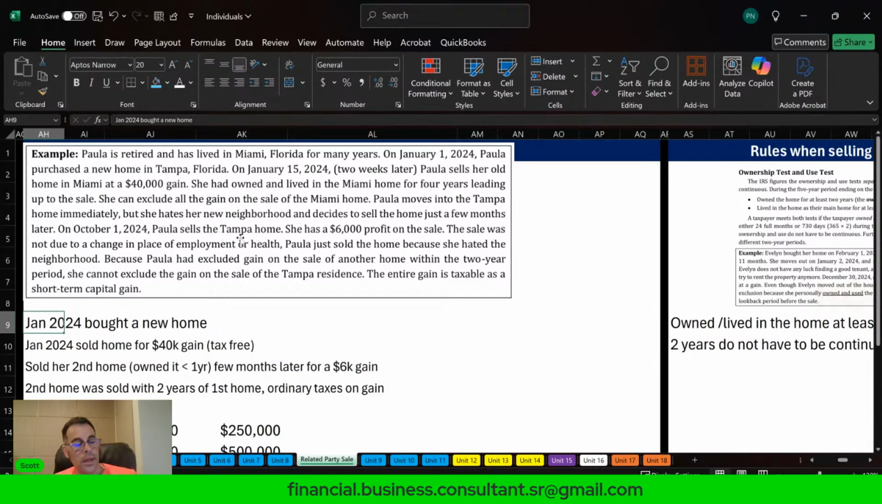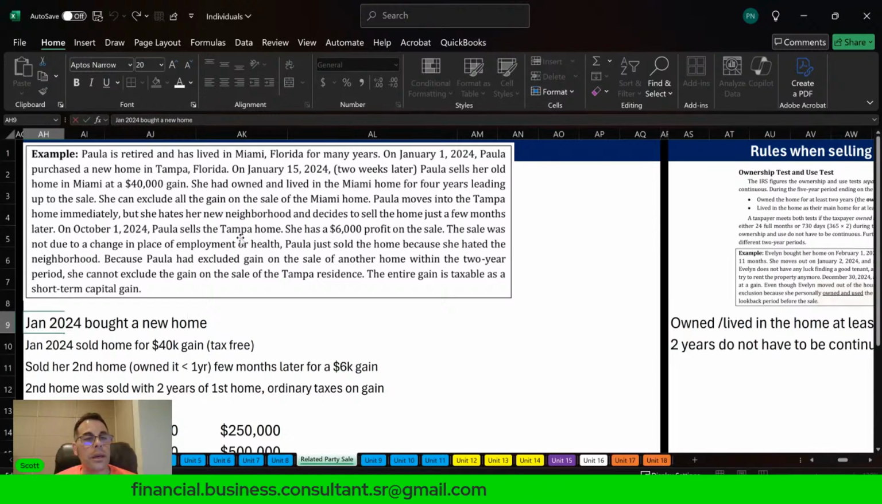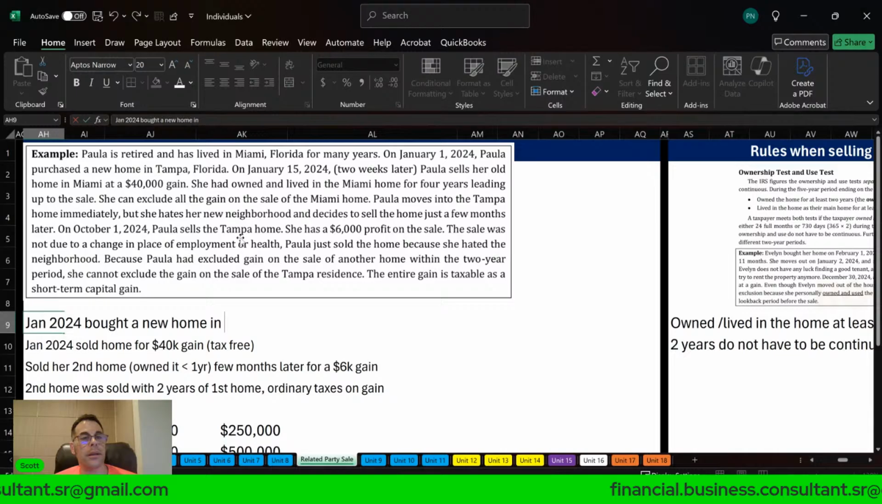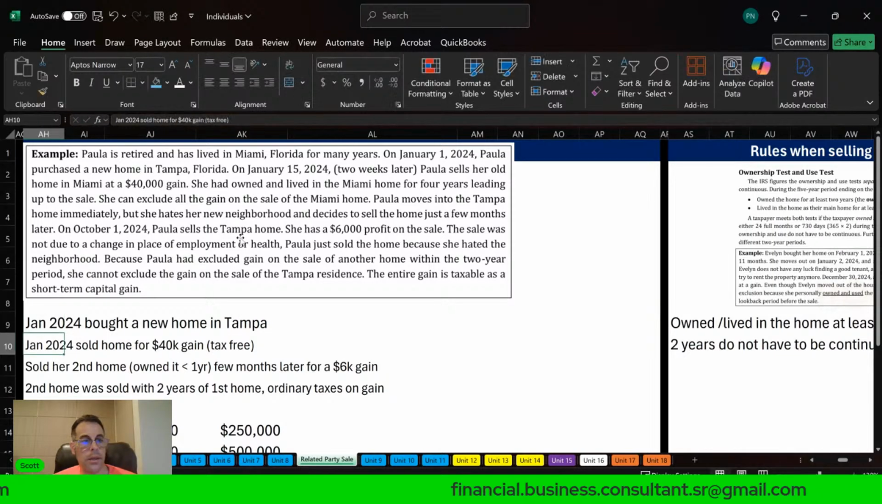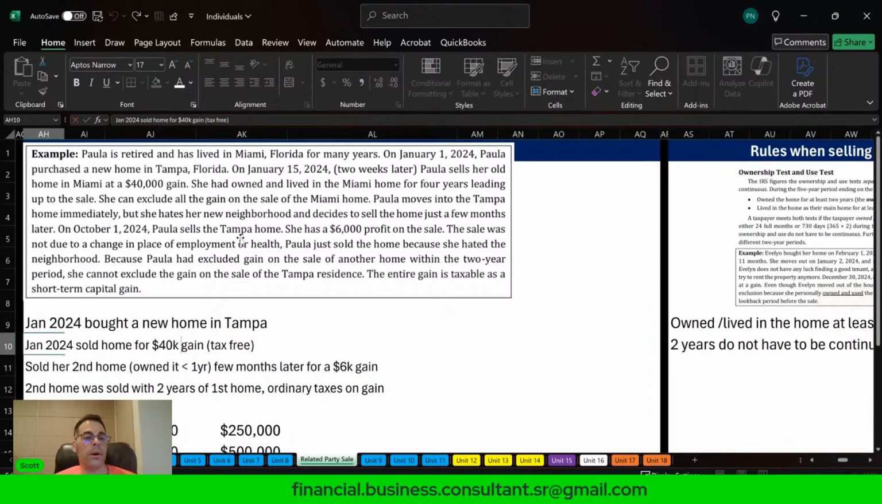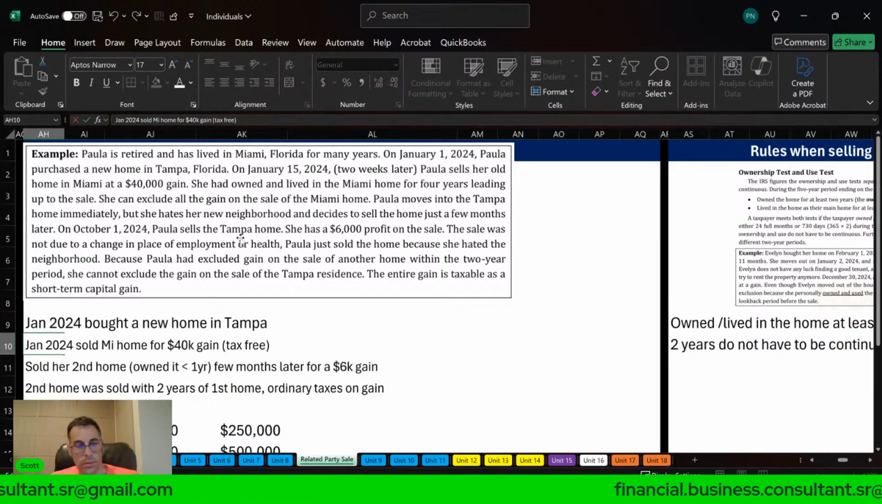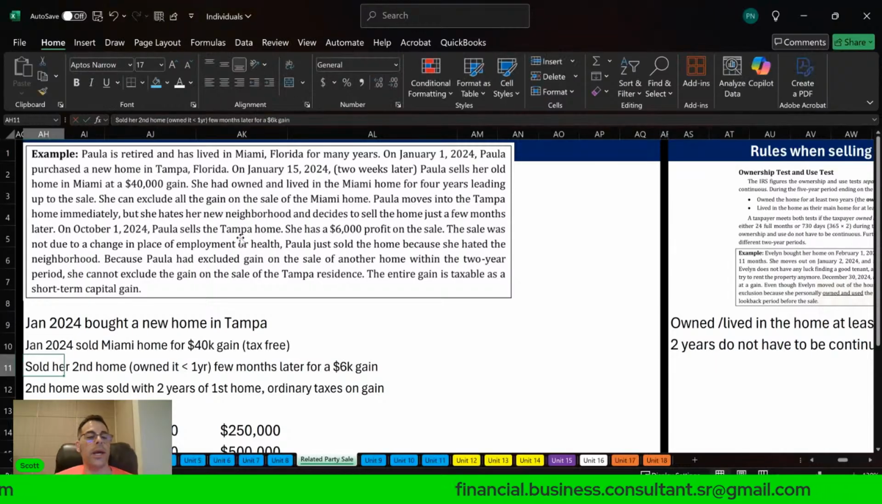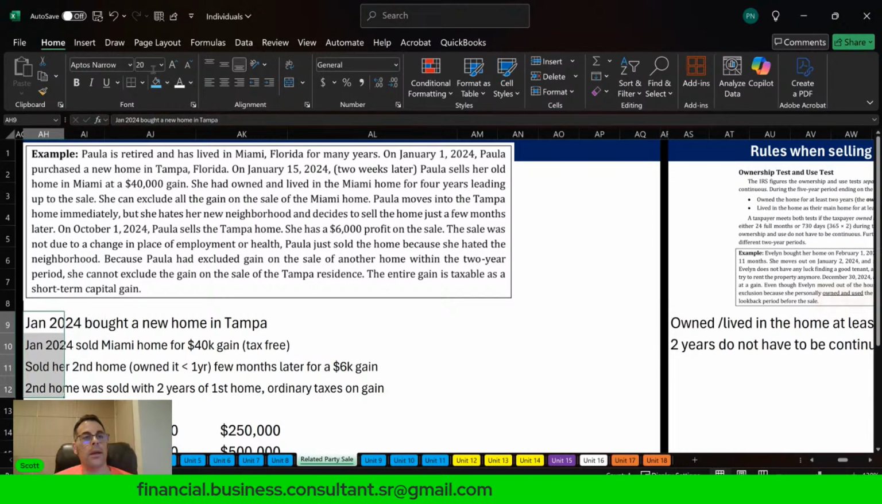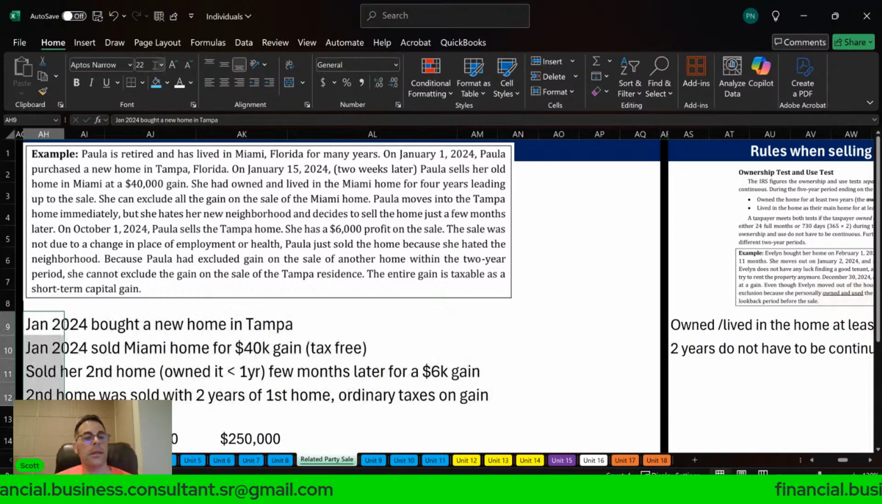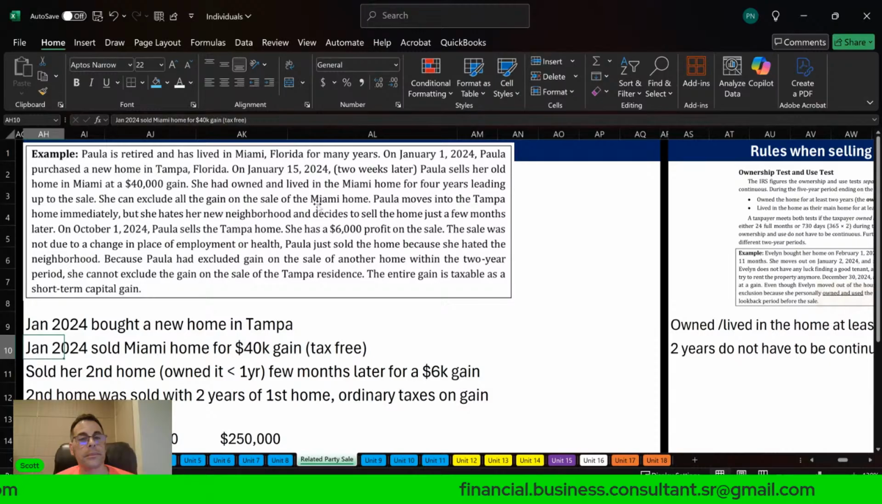So in this example, in January 2024, Paula bought a home in Tampa. Also in January 2024, she sold her Miami home. So she had a home already in Miami when she bought this house in Tampa. She sold her Miami home for a $40,000 profit.